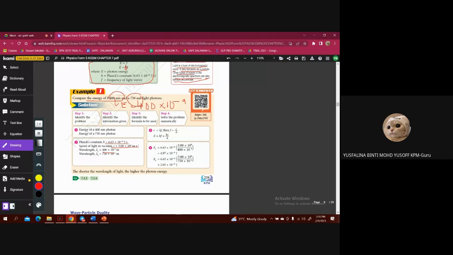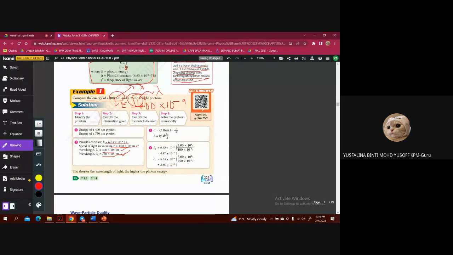This one compares the energy, so this one means the wavelength. The energy should be in joule, right? So this is the wavelength: 400 times 10 power of negative 9, and 750 times 10 power of negative 9.